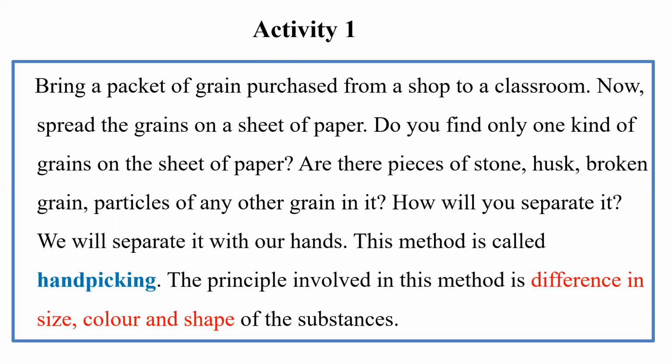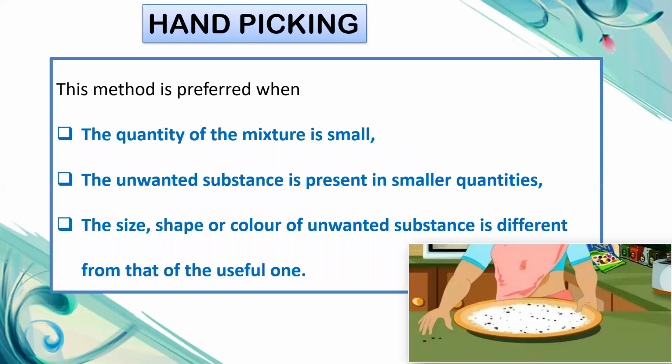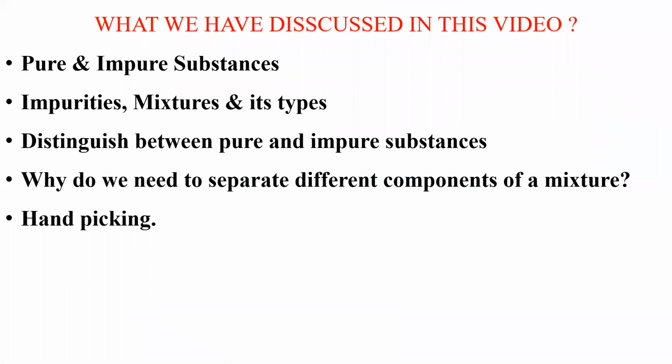Activity 1 we are going to discuss in the next class, as this is related to hand picking. So what have we discussed in this video till now? We have discussed pure and impure substances, impurities, mixtures and their types, the distinction between pure and impure substances, and why we need to separate different components of a mixture. Hand picking, I told you, we'll discuss in the next video.